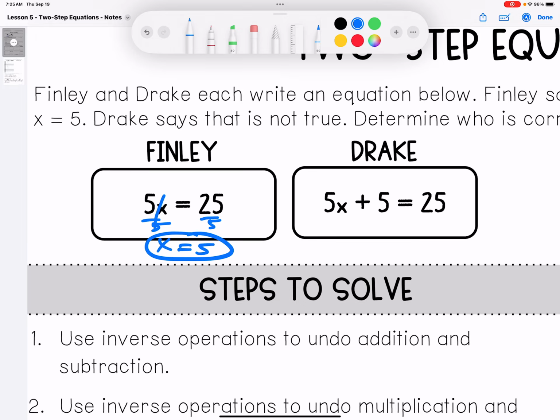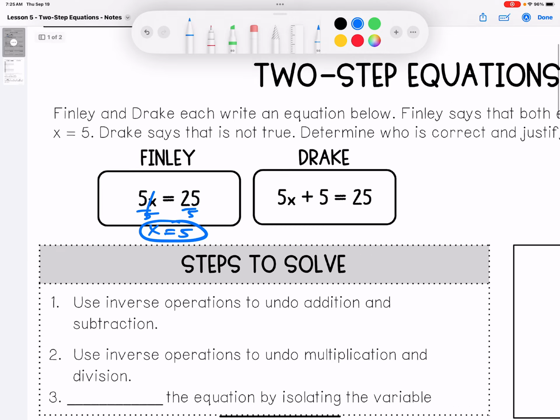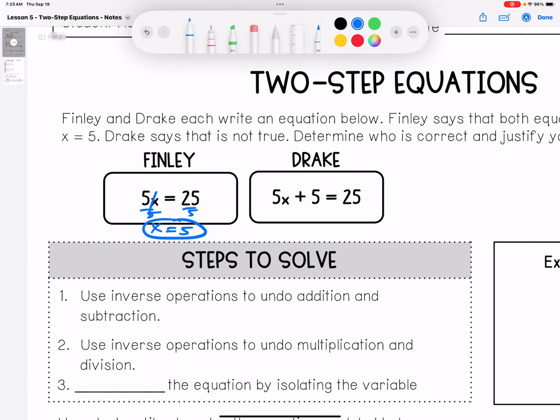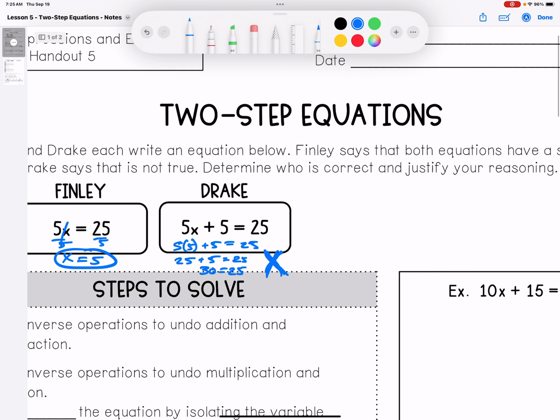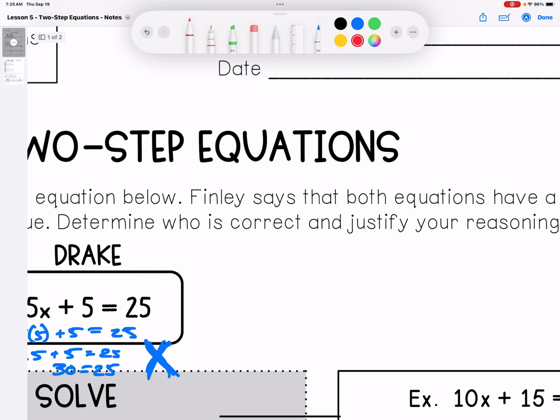The other one, to see if he also got 5, all we need to do is plug 5 in. So we're just going to plug it in to see if it's supposed to be 5, okay? That's 25 plus 5 does equal 25. Does 30 equal 25? Wrong. No. Okay, so go back to the question. Drake said it's not true, so who's right? Drake. So Drake is correct.